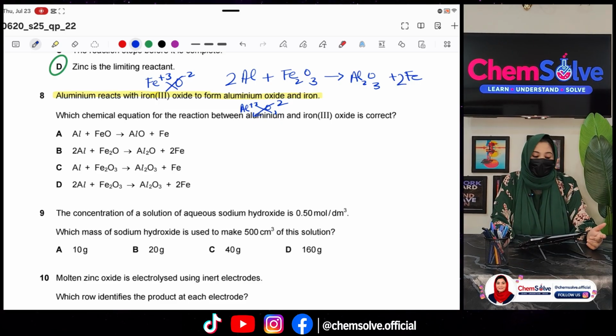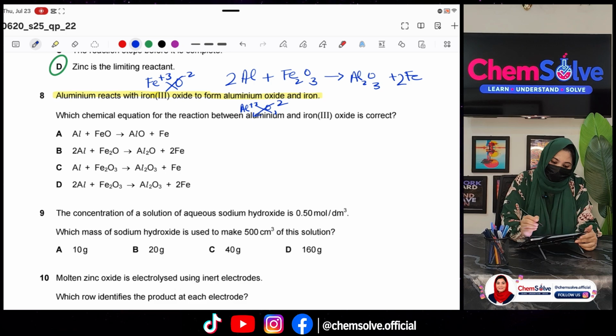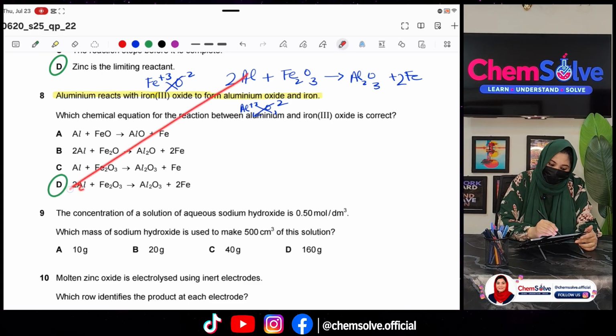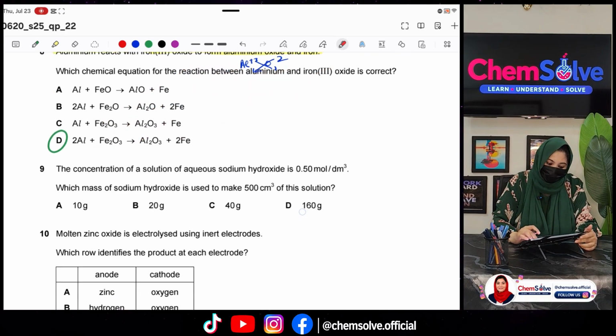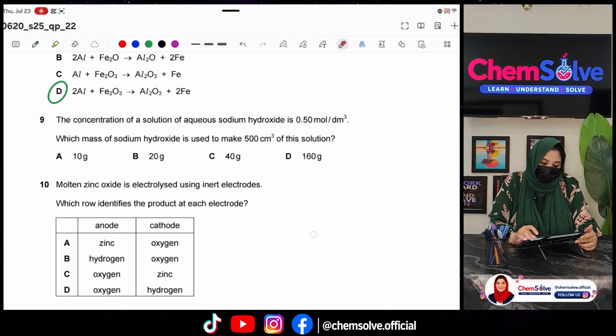We can match this equation with the options. Of course, the correct option is option D. You can see 2Al, Fe2O3, Al2O3 and 2Fe. Okay. Now let's move towards question number 9.